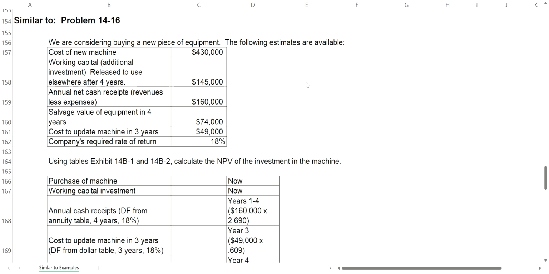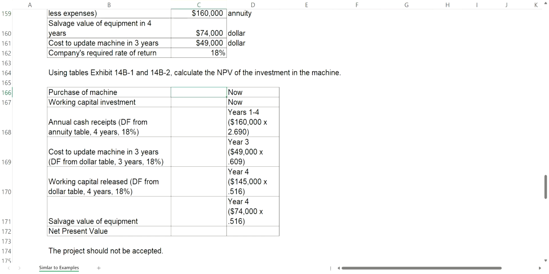So since some of these are annuities and some of them are single dollar amounts, we'll be using both tables. For example, this is a one-time amount, so it will be the dollar table. This one we will use the annuity table, because that is each year. The salvage value at the end of year 4, we'll use the dollar table because that's a one-time payment. And the cost to update the machine, we'll use the dollar table because that's a one-time payment in year 3. Okay, so keep that in mind.